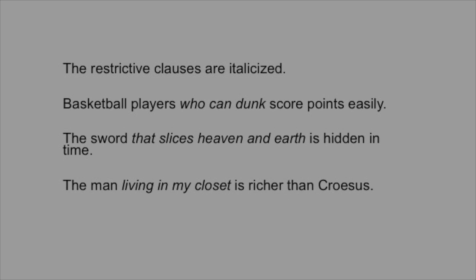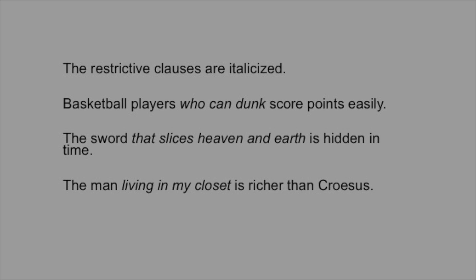Basketball players who can dunk score points easily. The sword that slices heaven and earth is hidden in time. The man living in my closet is richer than Croesus.